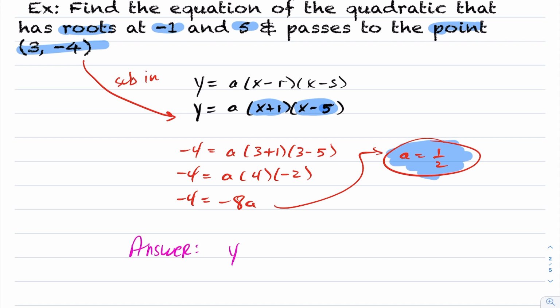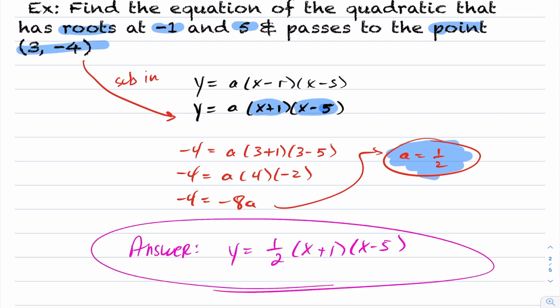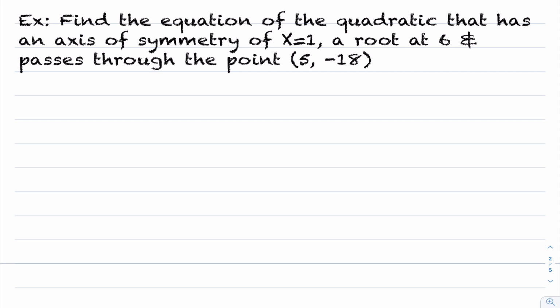My quadratic is y equals 1/2 (x + 1)(x - 5). So this is the quadratic that has roots at -1 and 5 and passes through the point (3, -4). So for this question here, they want you to find the equation of a quadratic that has an axis of symmetry of 1 and it has a root at 6 and passes through the point (5, -18).